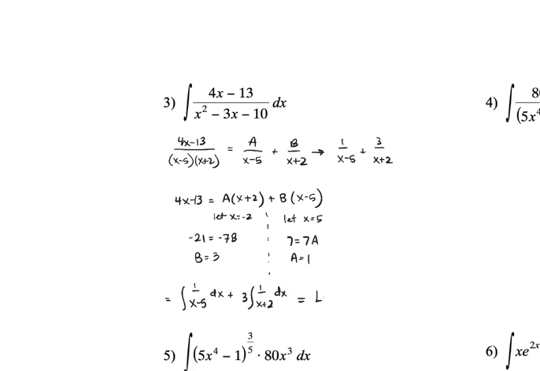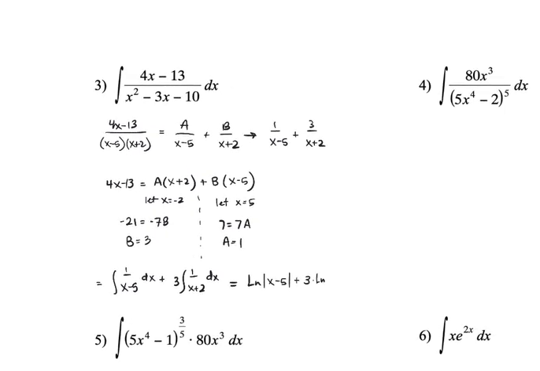So this turns into the natural log of the absolute value of x minus 5 plus the 3 coefficient times the natural log of the absolute value of x plus 2 plus c.